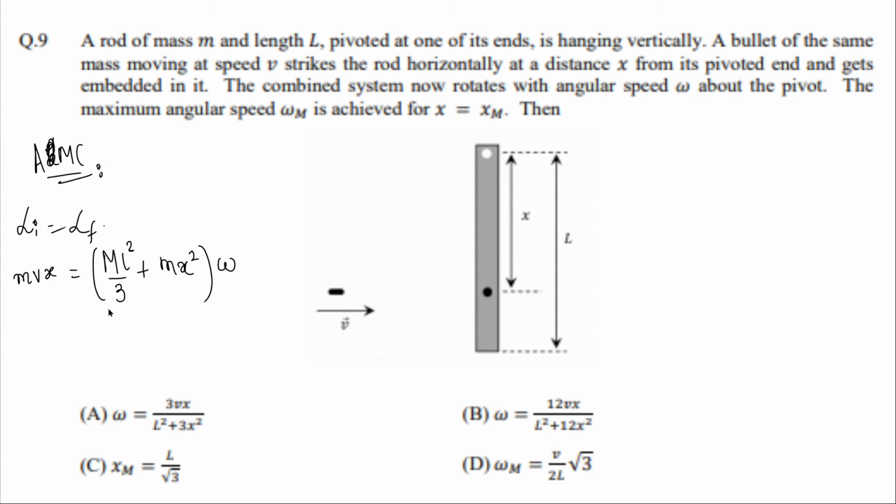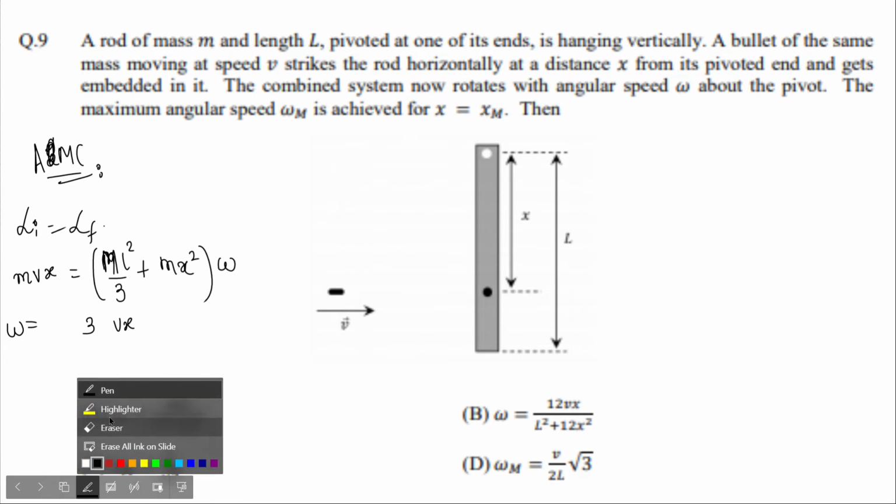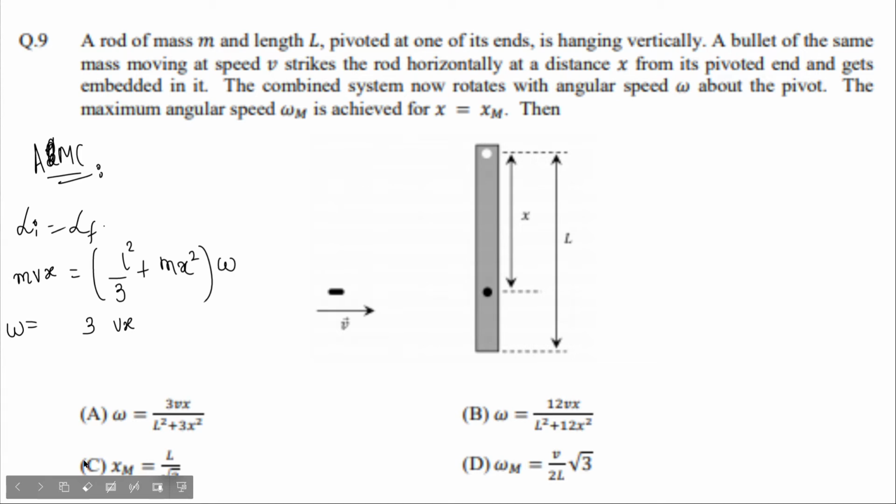Okay, so from here you get omega as 3 Vx. This mass is same for the rod and the bullet, so this is small m only. So these m and m get cancelled out. So it is 3 Vx over L square plus 3x square. So we have option A correct. Okay, so now move forward.